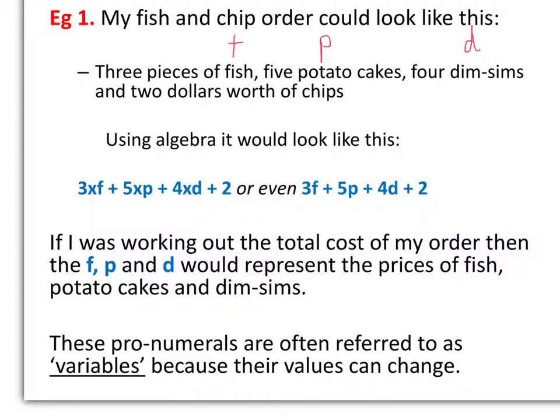We could simplify that because in algebra we don't include the multiplied sign, so we could simplify that more to look like 3F plus 5P plus 4D plus 2. So, like I just said before, the F, the P and the D are representing the prices of fish, potato cakes and dim sims. These pronumerals are often referred to as variables because their values can change.